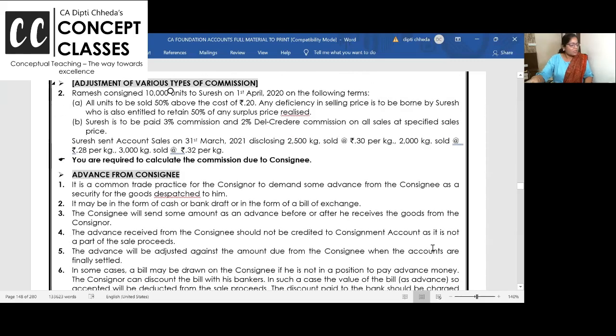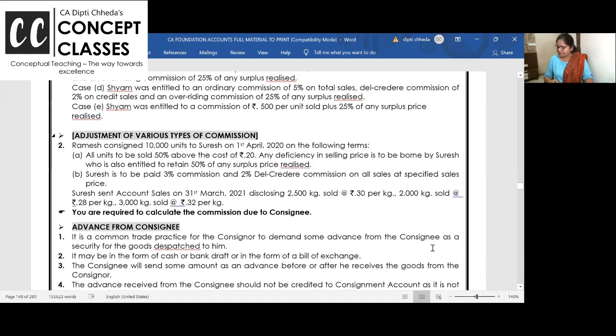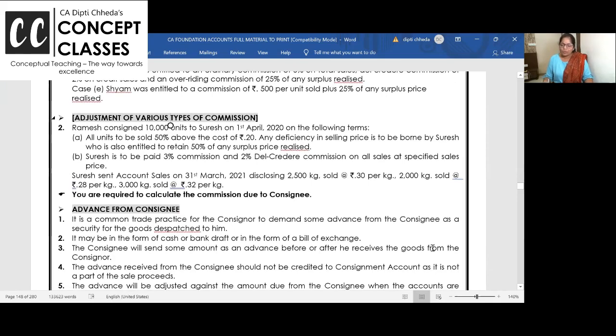Yeah, this is also for commission only, all types of commission, normal and Del Credere and per unit. It is same only. Type comments we will do later. You can do as homework and we can check tomorrow. Shall I read? All units are sold above 50% of the cost. Cost is 20, 50% cost, मतलब आपको 30 में sell करना है. Any deficiency in selling price is borne by Suresh, who is also entitled to retain 50% commission on surplus.